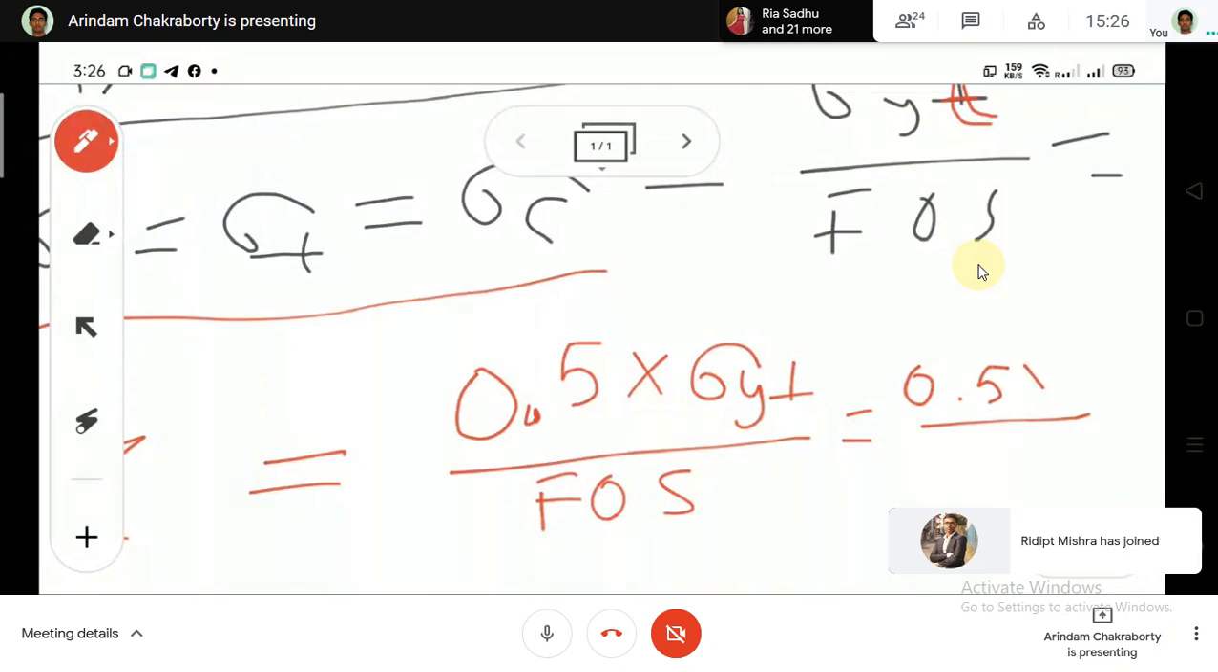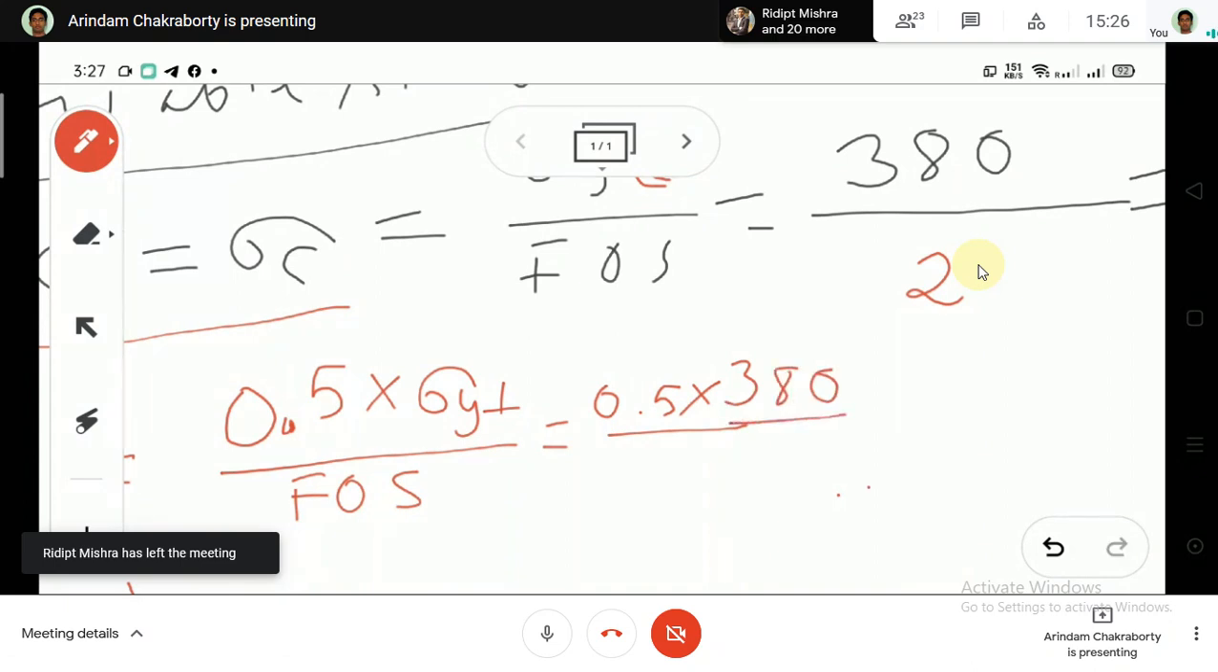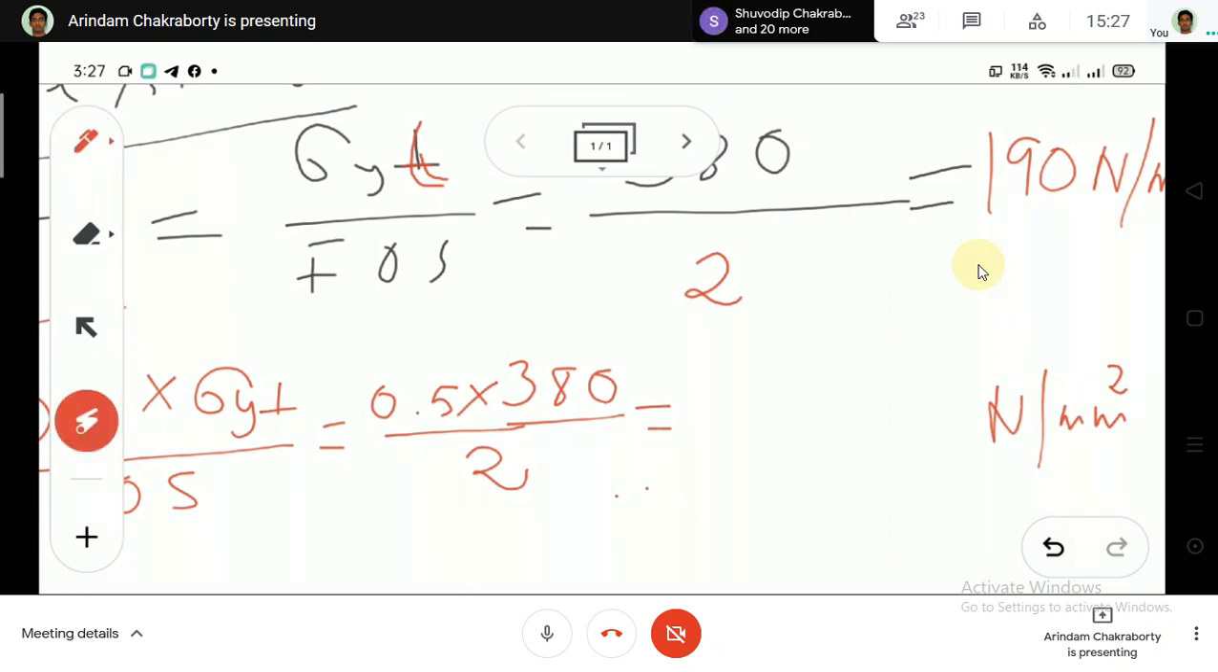So what would this be? 0.5 into 380 divided by 2 is equal to how much? Just give me the answer. How much will be the value, in Newton per millimeter square? 95. Okay, that would be 95.